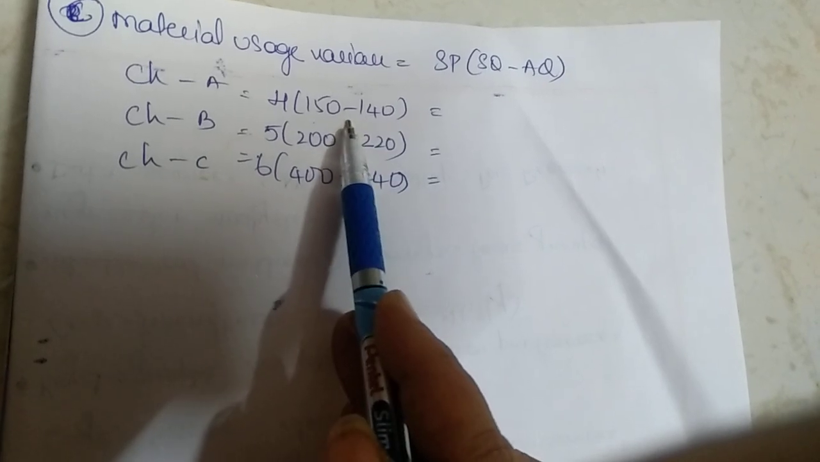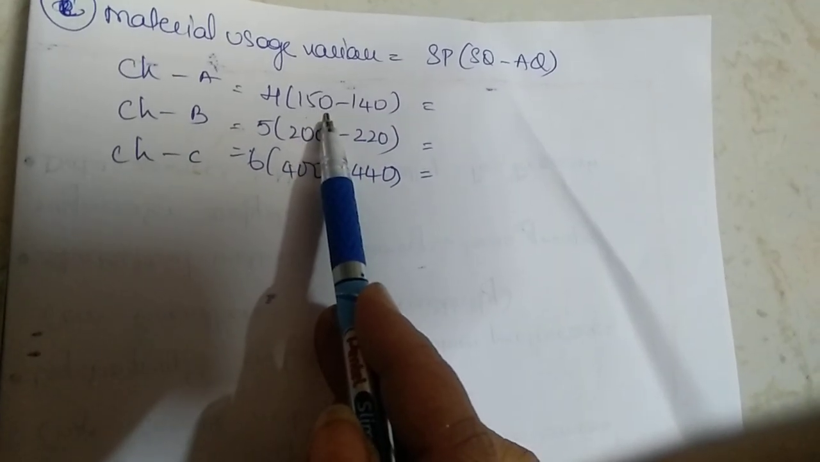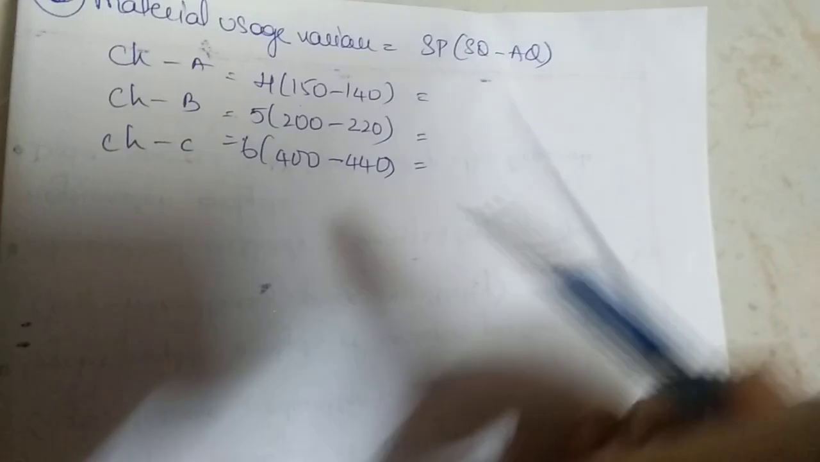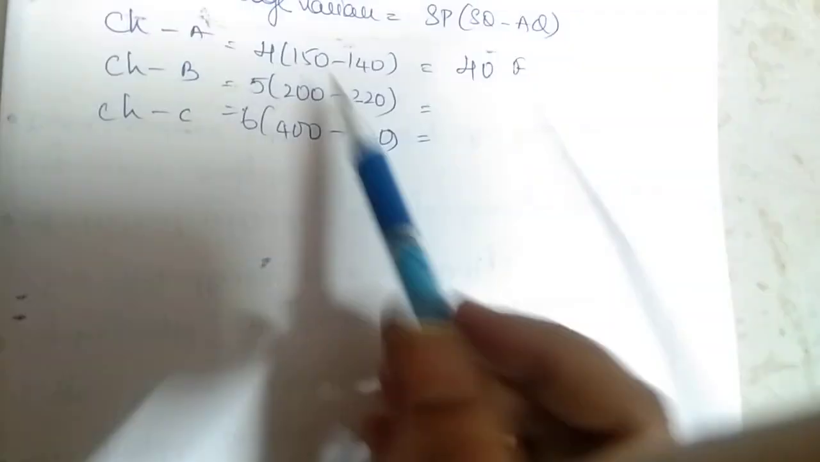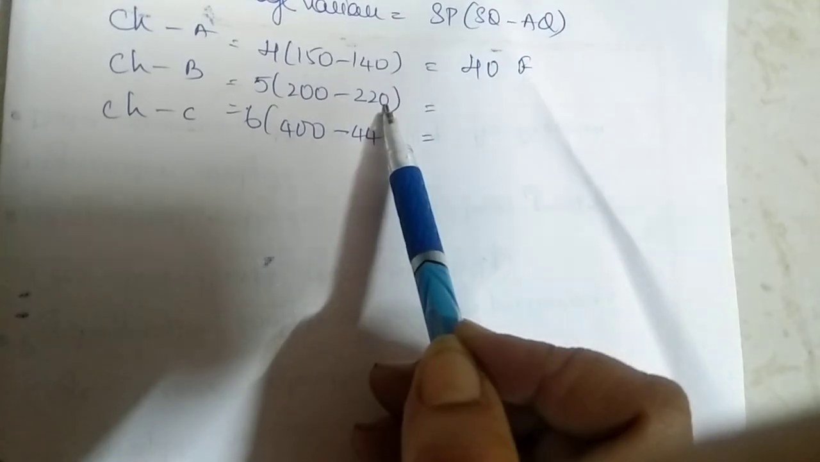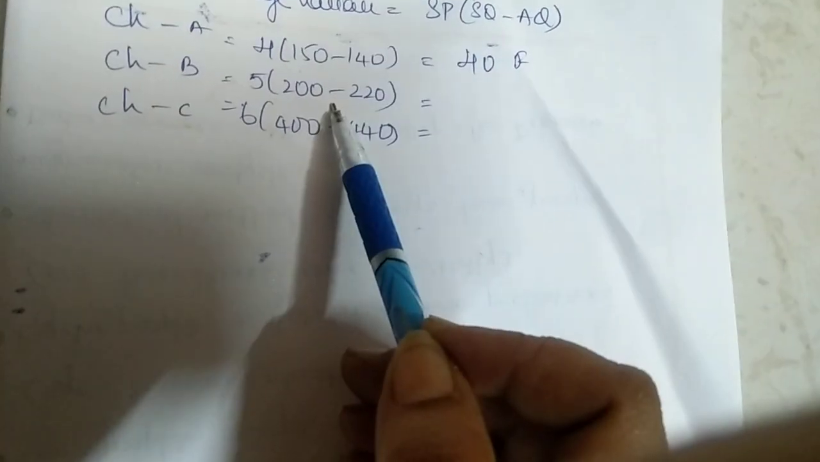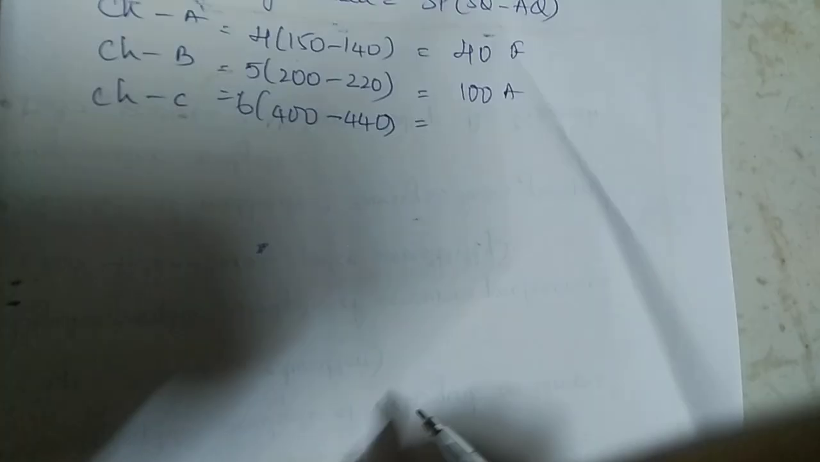So I'm going to get how much? It is a plus 10 I'm going to get. So 10 into 4 is equal to 40, which is my favorable. Whereas 200 minus 220, which is minus 20. So minus 20 means it is a 100 minus, which I'm going to call adverse.